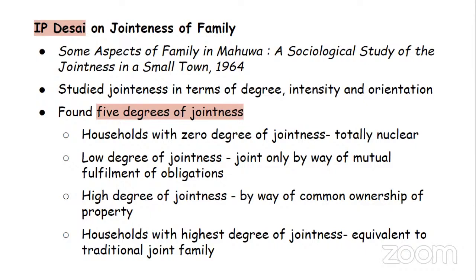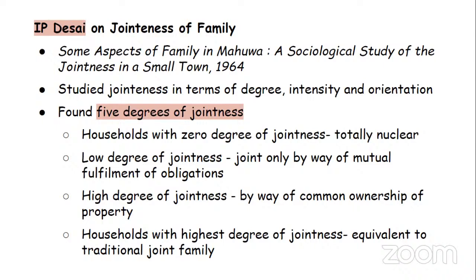And he found 5 degrees of jointness in family. They are, first one is households with 0 degree of jointness. So that kind of households are totally nuclear households or totally nuclear families. They are households with 0 degree of jointness. No jointness is there. They are known as households with 0 degree of jointness and they will be totally nuclear.